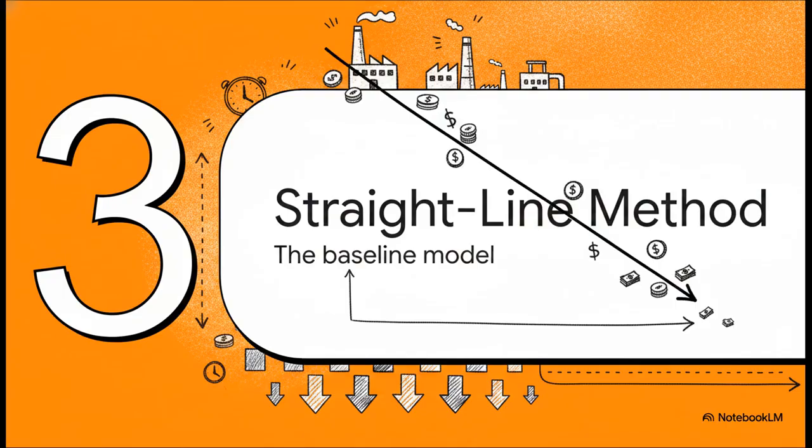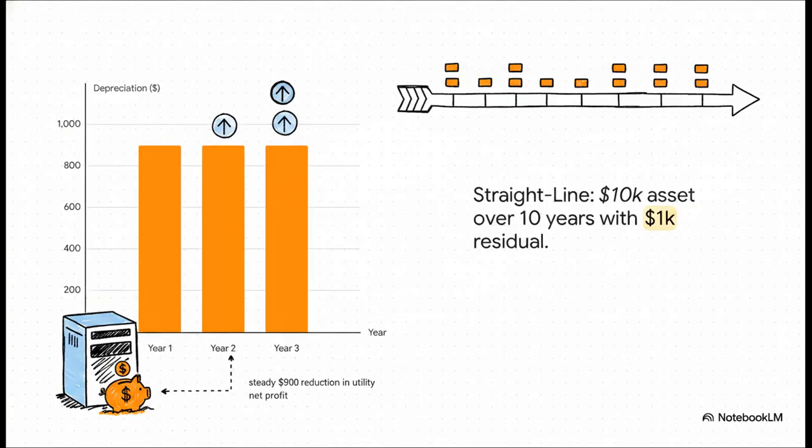Okay, Section 3, the straight line method. Let's look at the baseline method accountants use to model a predictable, even drop in value. Let's break this down with a practical, easy example. Say you buy a piece of office machinery for $10,000.